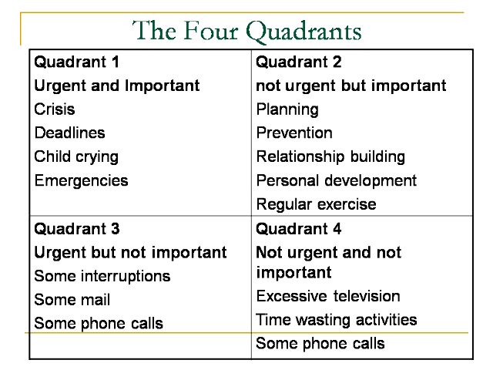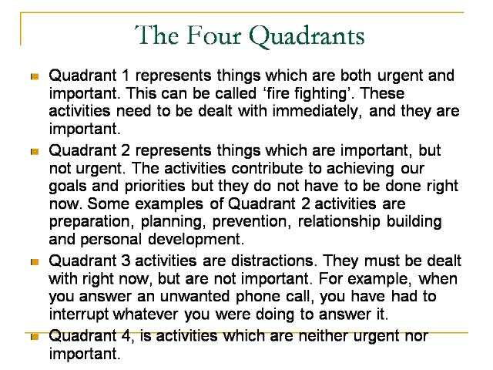So quadrant 1 represents things which are both urgent and important, and this can be called firefighting, and these activities need to be dealt with immediately and they're important. Quadrant 2 represents things which are important but not urgent. The activities contribute to achieving our goals and priorities, but they do not have to be done right now.